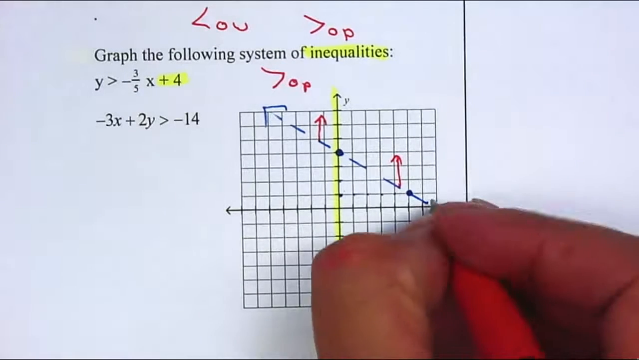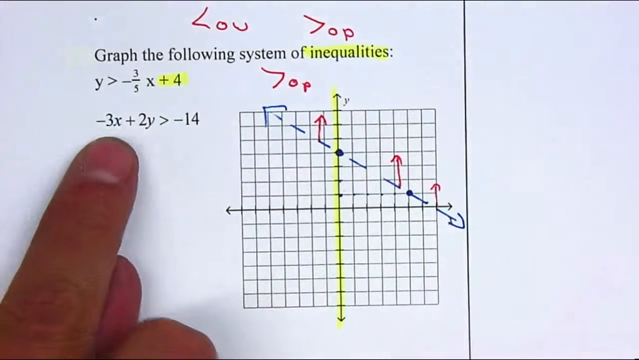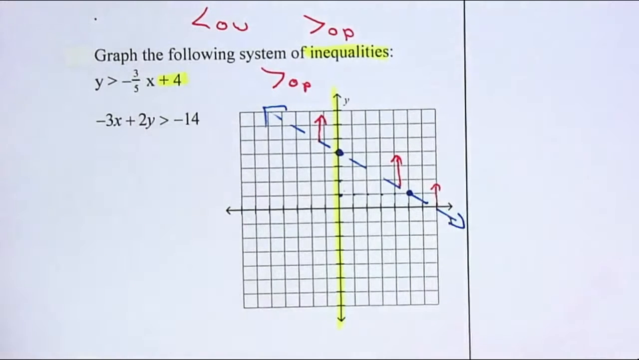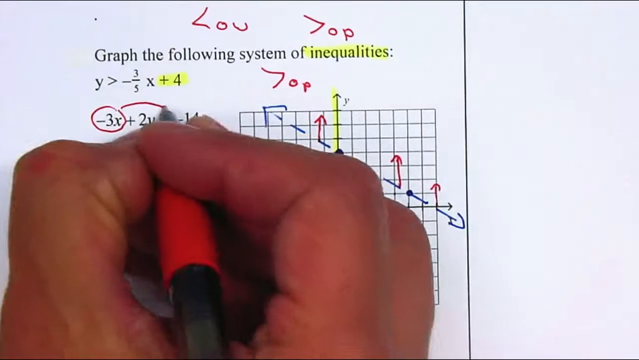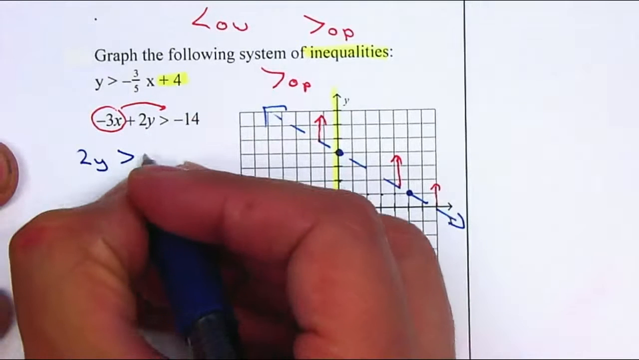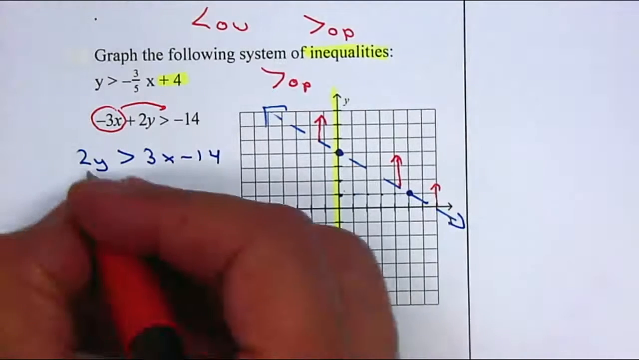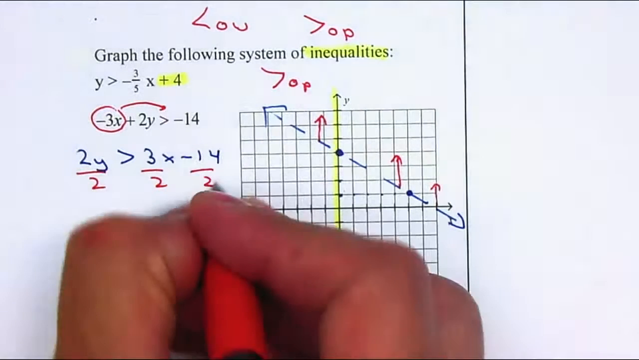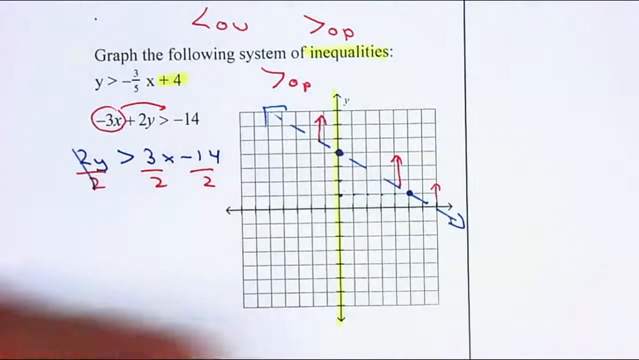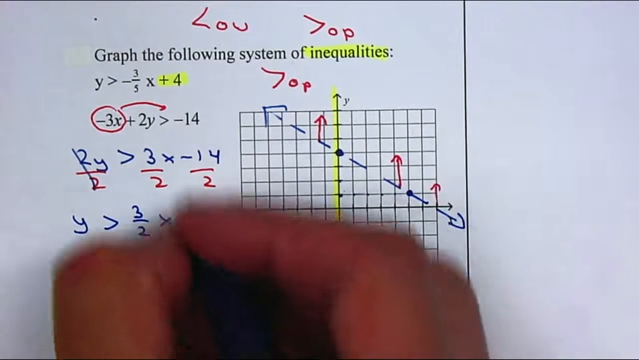I usually place a few arrows, and ideally you want to be able to shade this section. Now I'm going to graph the second equation. In order to graph it, I need to place it into slope-intercept form. Therefore I'm going to move my 3x to the right, and it becomes a positive 3x. We have 2y is greater than 3x minus 14. Then I'm going to divide by 2, and that will cancel. So y is greater than 3 over 2x minus 7.